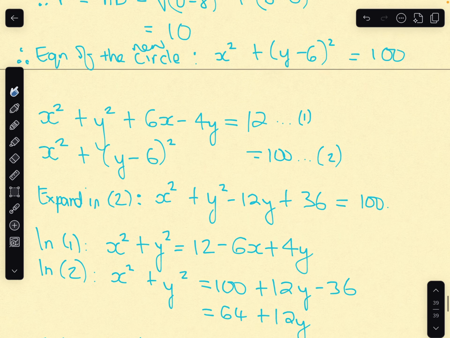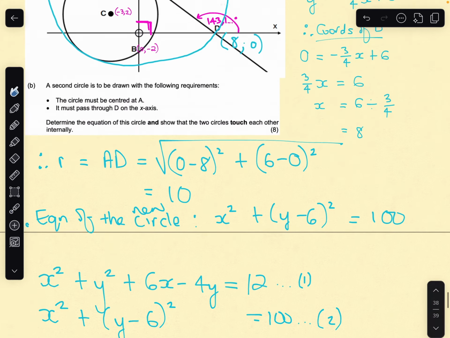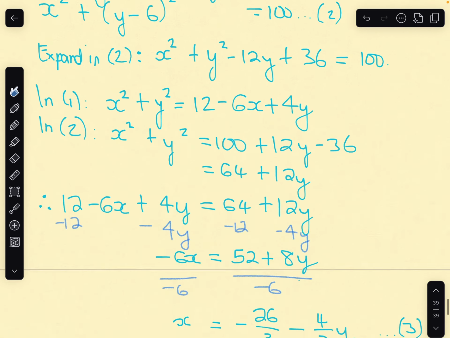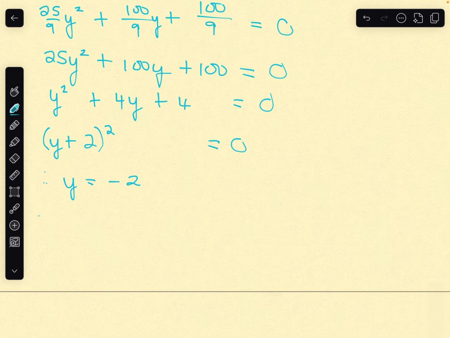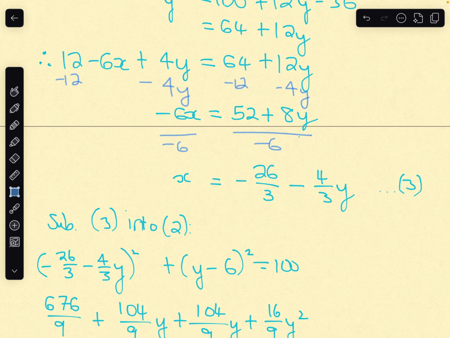Remember that we are solving where these two circles intersect, and we are indeed expecting that they're only going to intersect once. And we've just found out that they intersect where y is equal to negative 2. And to find the x coordinate, we would say, where's that expression? This guy over here.